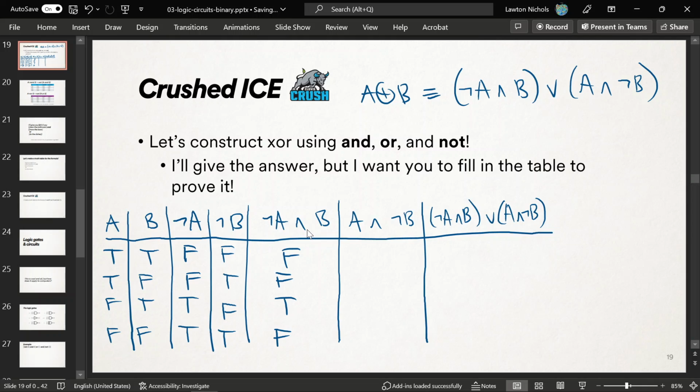Then, let's see here. A and not B, that's this one. This is why we did the intermediate stuff. It's only true if they're both true, right? So this is true, and I think that's the only time they're both true. So that is this, and this. Only true there.